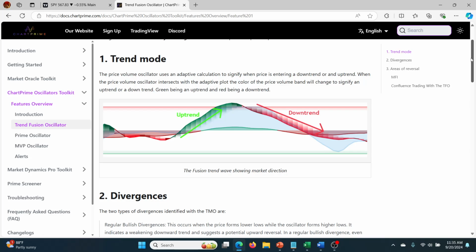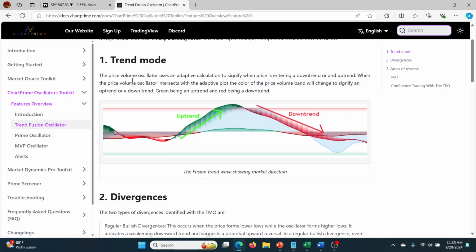First of all, the first one they have is trend mode. It says here, the price volume oscillator uses an adaptive calculation to signify when price is entering a downtrend or an uptrend. When the price volume oscillator intersects with the adaptive plot, the color of the price volume band will change to signify an uptrend or downtrend, green obviously being an uptrend and red being a downtrend.